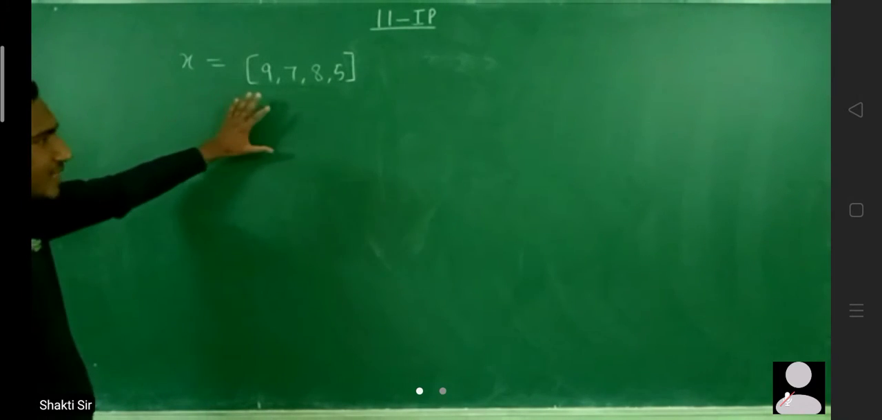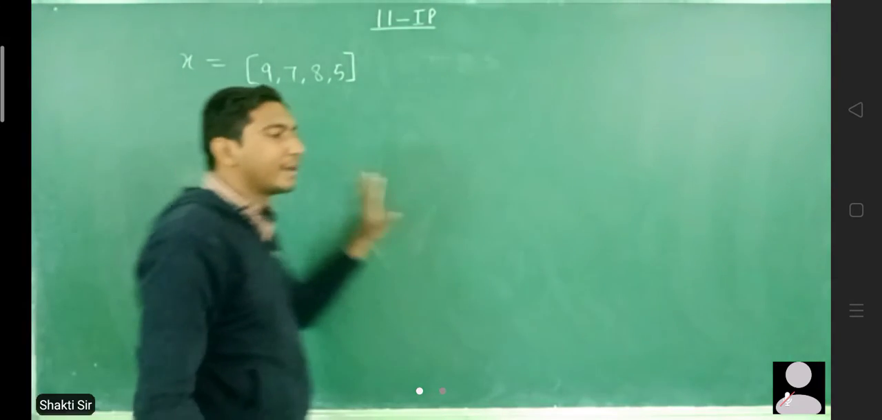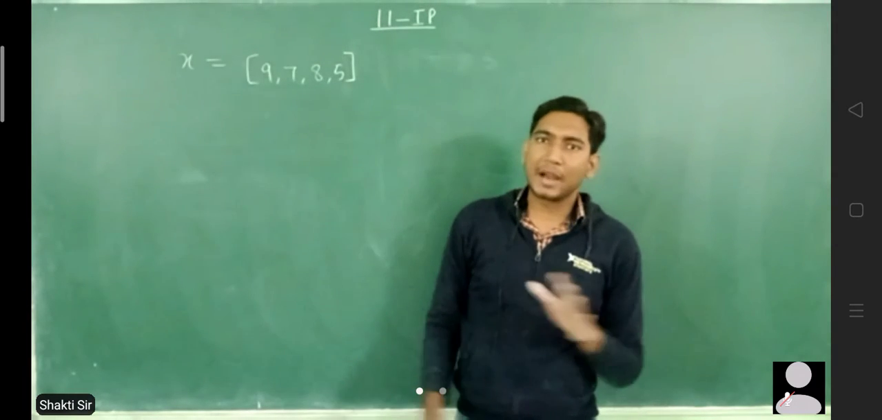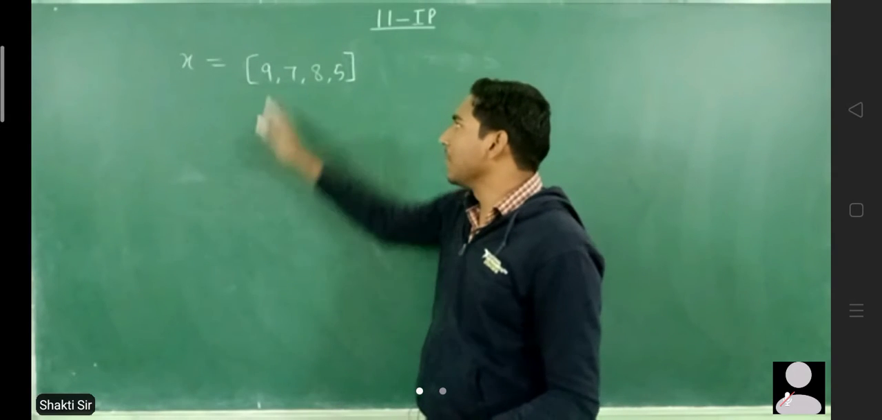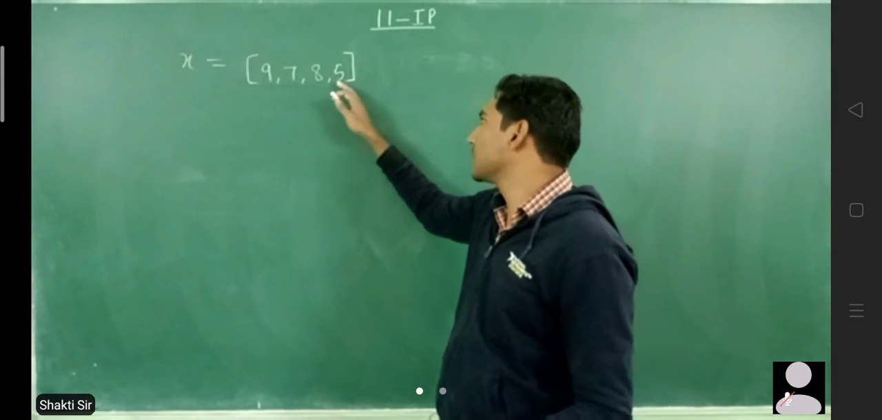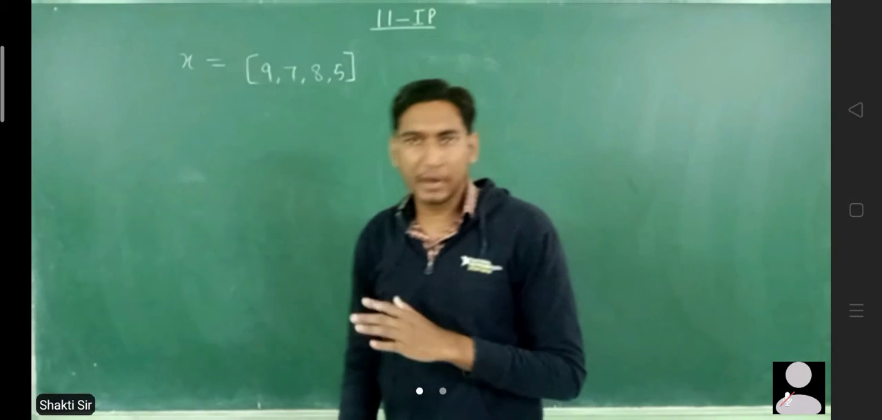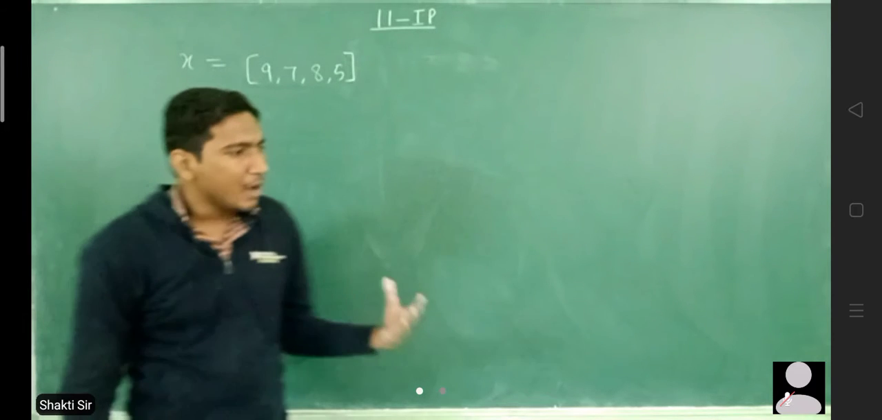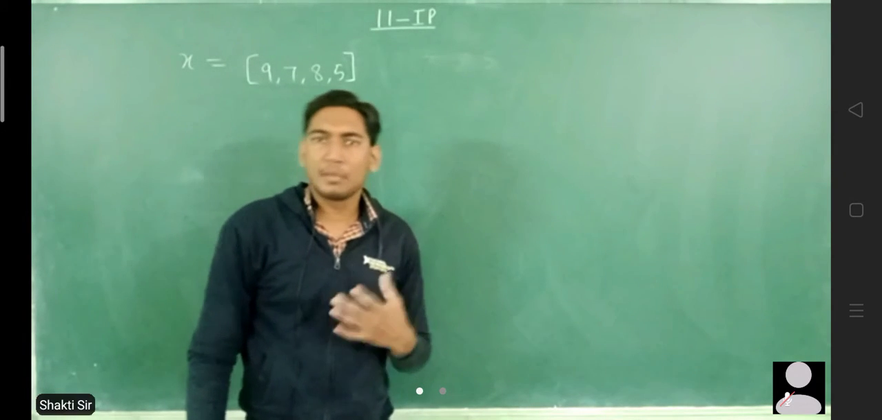So you can see in this case all the items are of a single data type. 9 is an integer, 7 is an integer, 8 is an integer and 5 is an integer. All the 4 items are of integer data type. But in a list I can contain items of multiple data types.